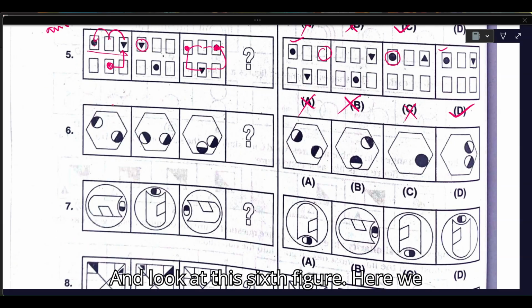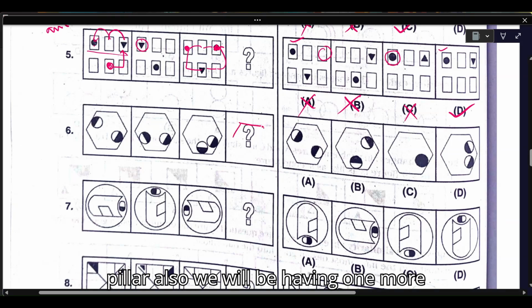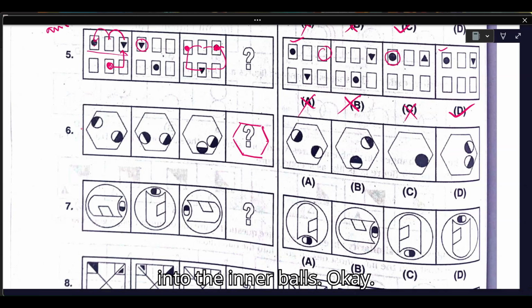And look at this 6th figure. Here we have 2 balls inside, 1 hexagon outside. So obviously in the 4th figure also we will be having 1 more hexagon here, and let's look into the inner balls. Okay, so first we will be checking this one.